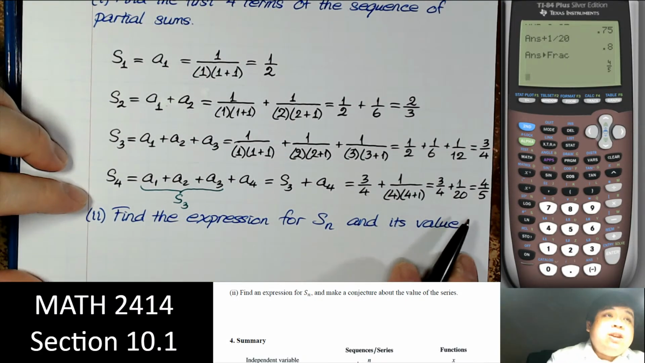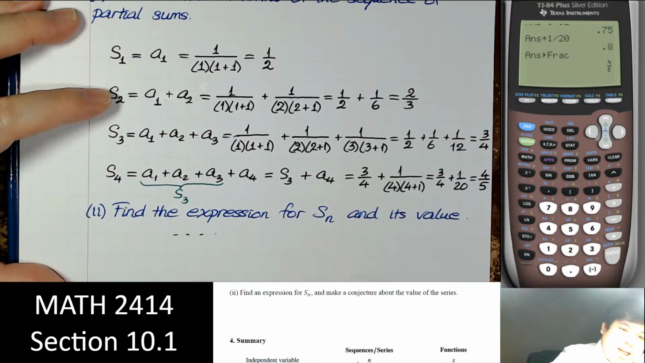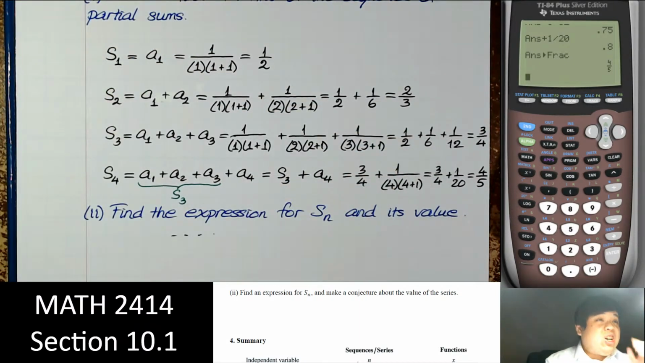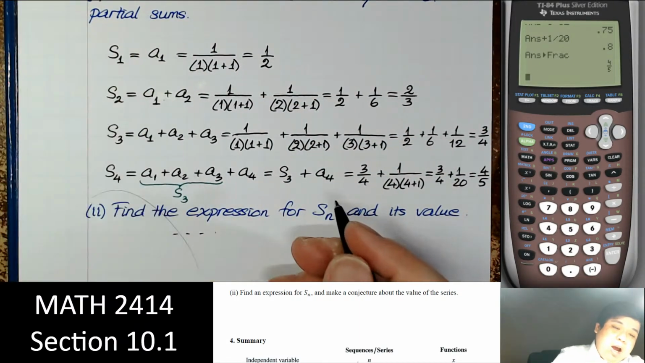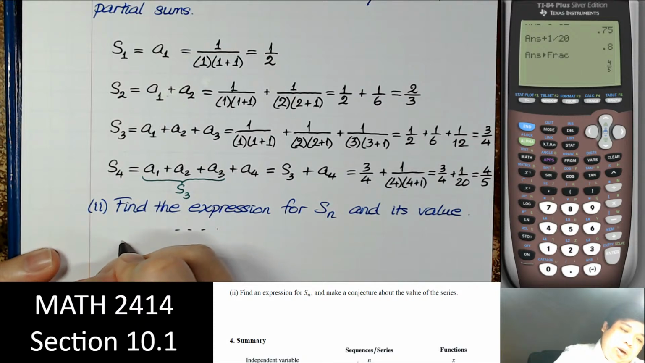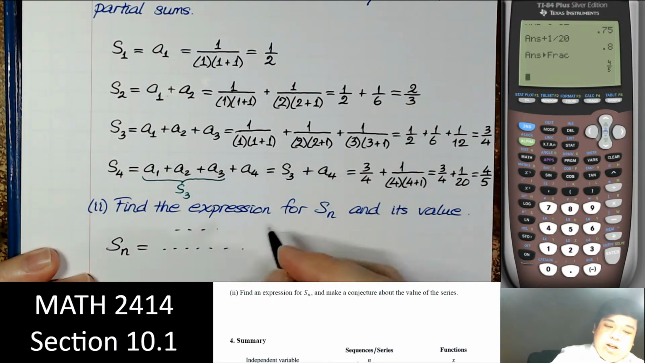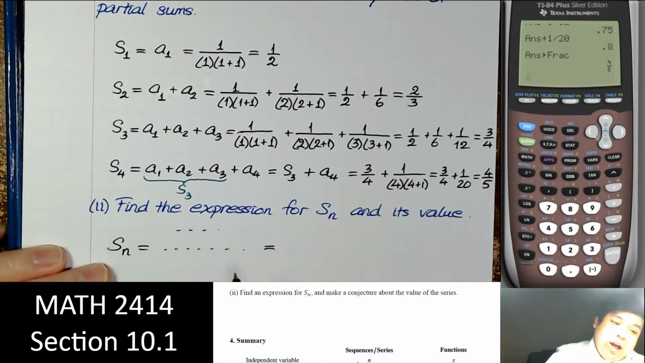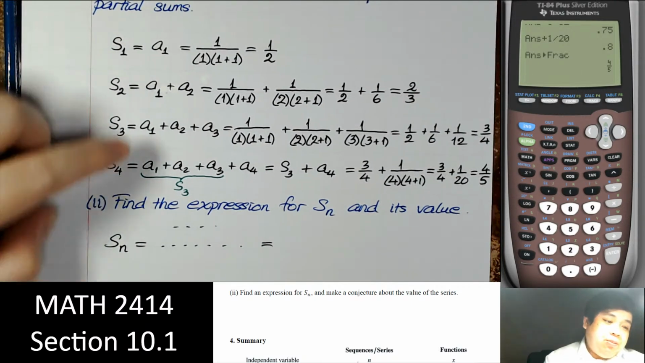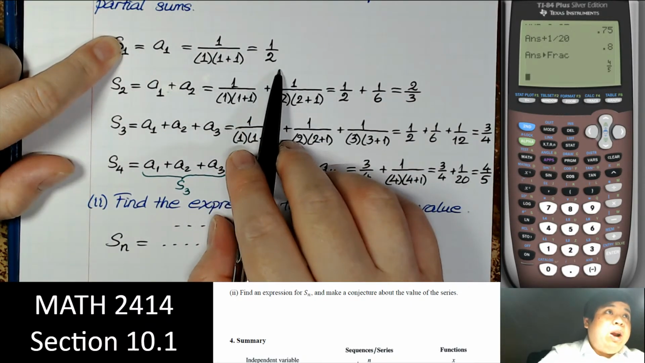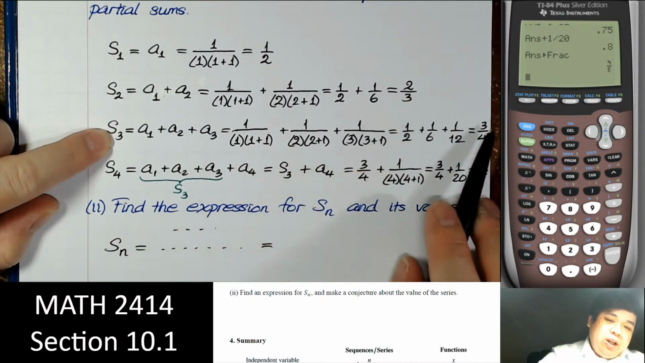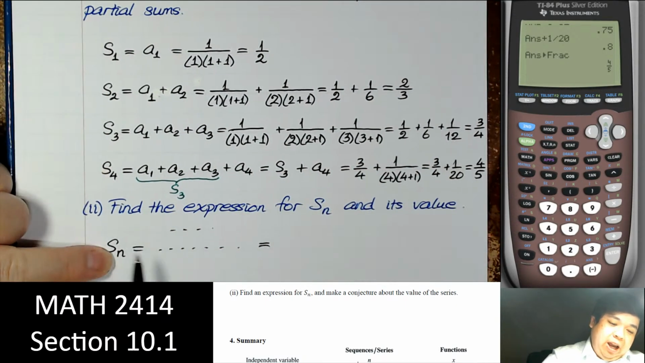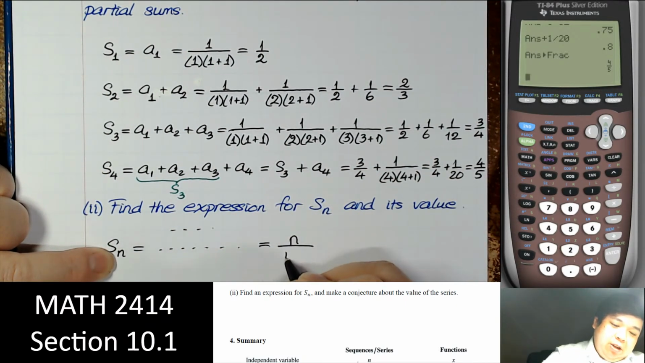Right. Now, even though we have the sum of a bunch of fractions, if this pattern continues, we go to S and keep doing this, and we end up with what? As you see, first 1/2, second 2/3, third 3/4, fourth 4/5, n over n plus 1.